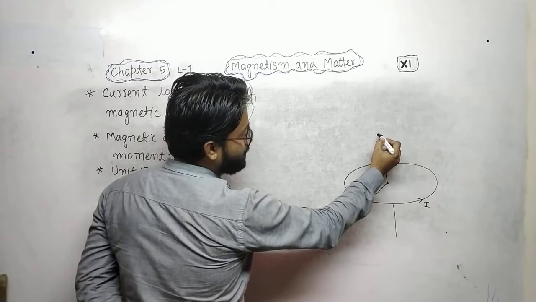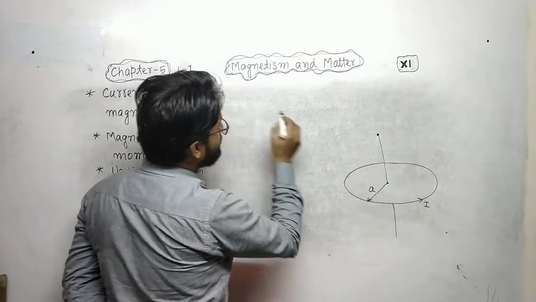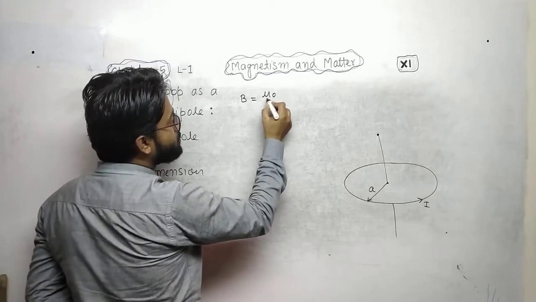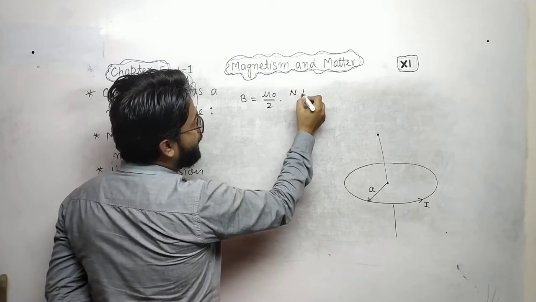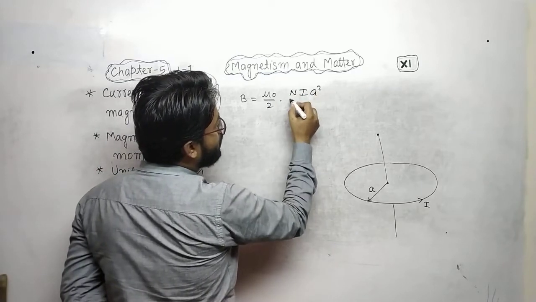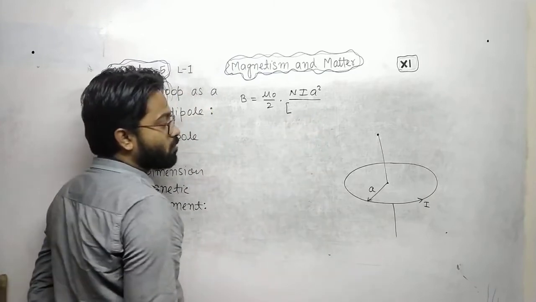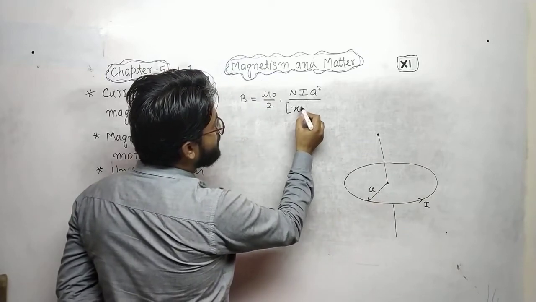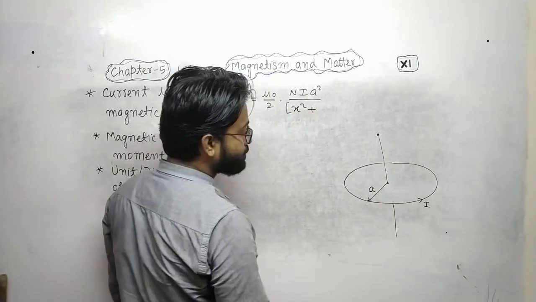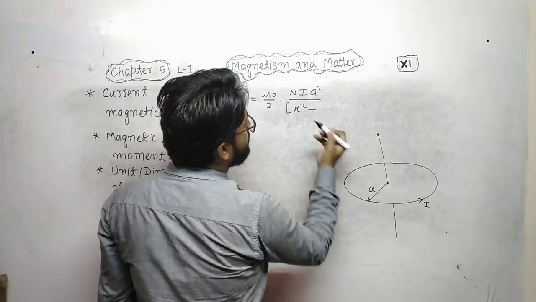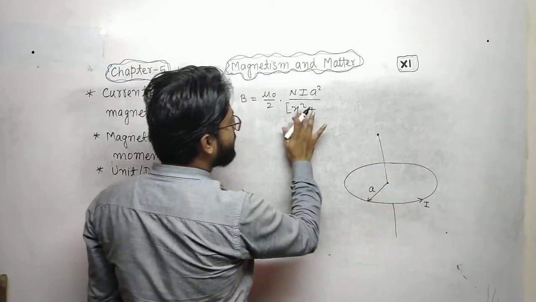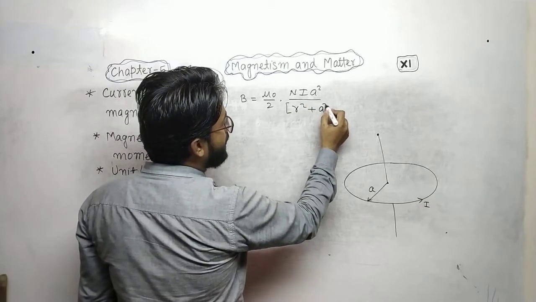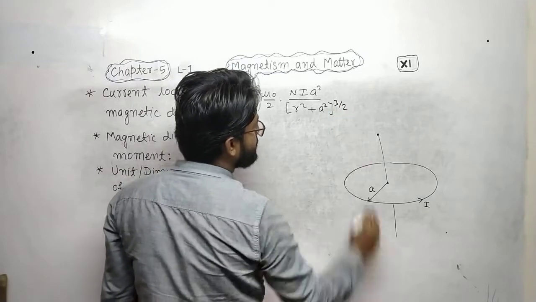We know that if this is a point on the axis of the loop, magnetic field B is equal to mu naught by 2, Ni A square upon x square plus... where x is the distance of that point from the center of the loop. You can also choose this as R, no problem. So it is R square plus A square to the power 3 by 2.